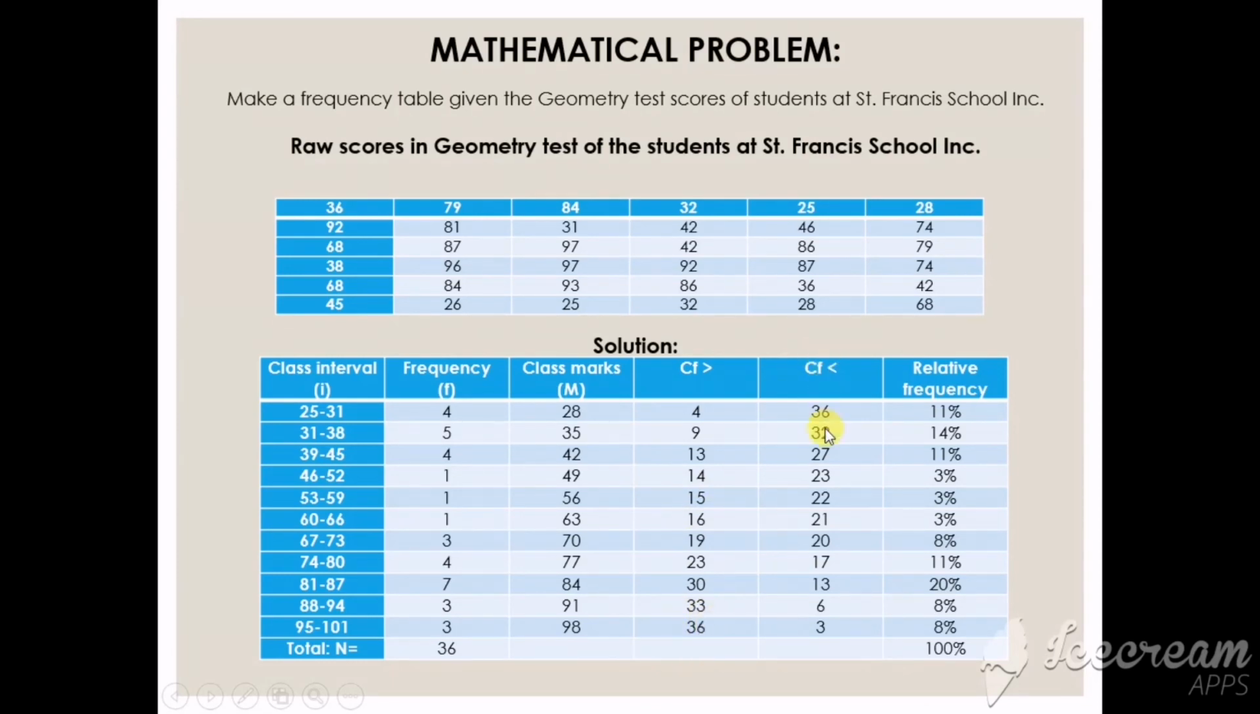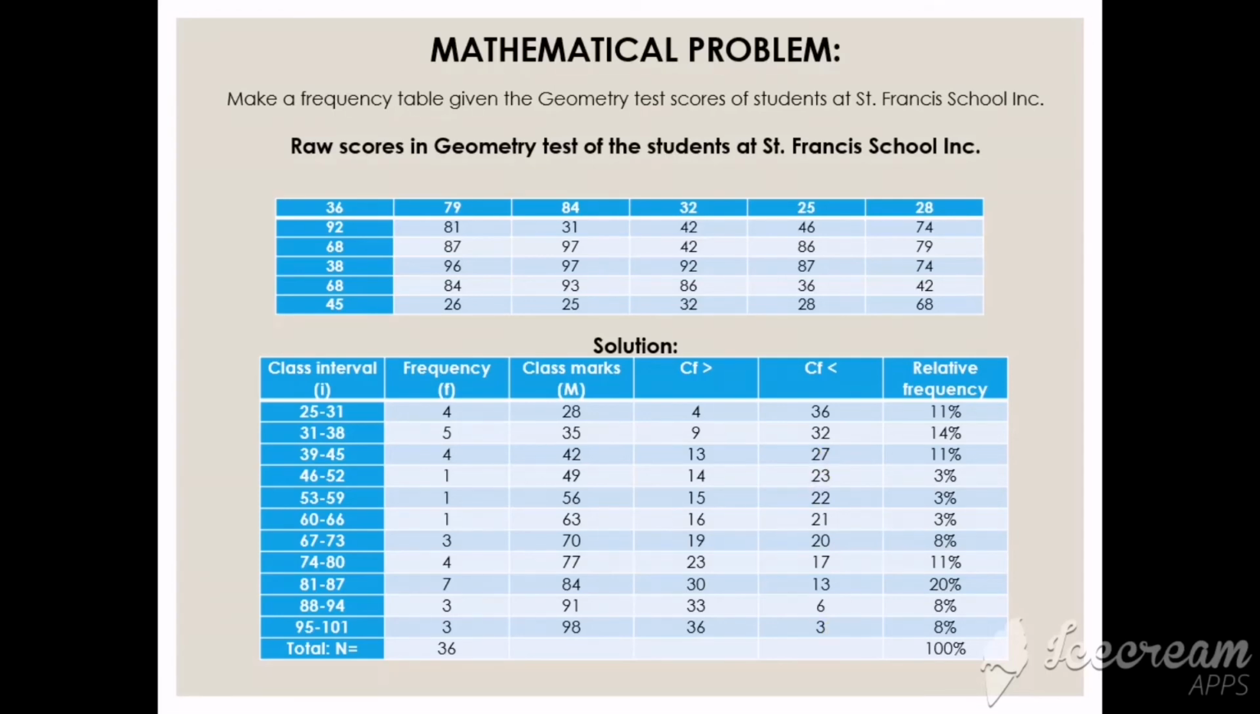Then sa less than cumulative frequency naman, ang gagawin natin is yung total frequency natin yung ilalagay natin sa taas, which is 36. Then pababa naman siya, ang gagawin natin is subtraction. So 36 minus 4 is 32, 32 minus 5 is 27, hanggang sa dulo.